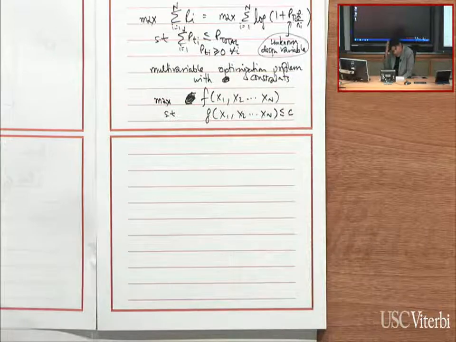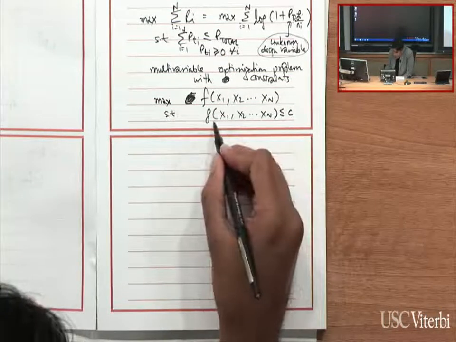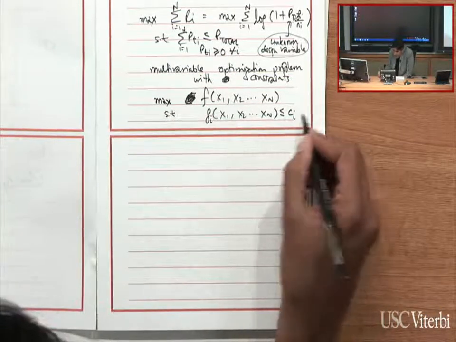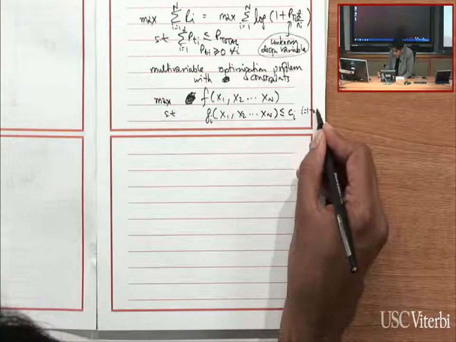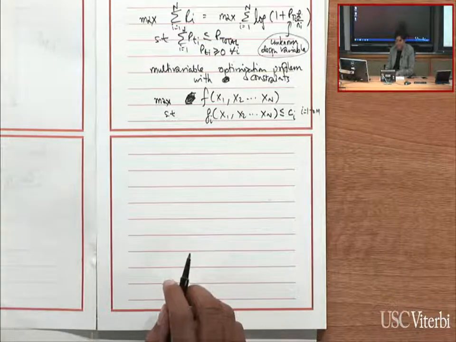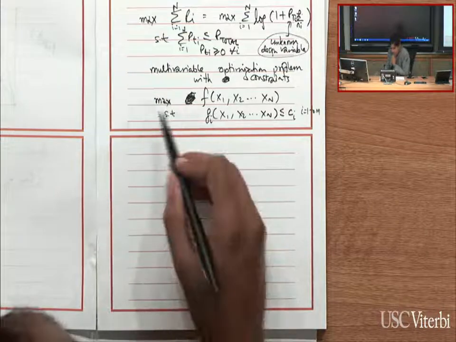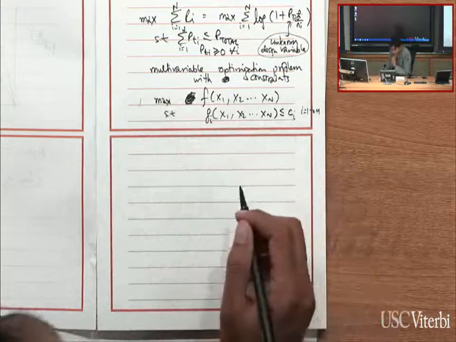Right. And so, yeah, you might have not just one of these, but you might have a whole bunch of these. Right, i goes from 1 to, I don't know, m. You may have m different constraints. And you want to solve this optimization problem and find the answer to it.